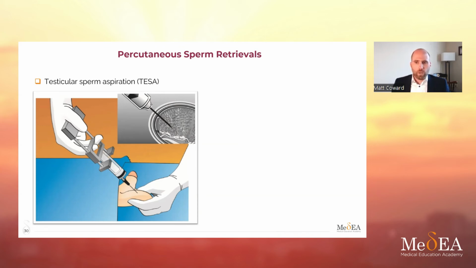A TESA can be called a rescue TESA when it's done after a failed PESA, which I'll talk about in a second. For a TESA, I like to use a Cook syringe, a pistol syringe, which is illustrated here in the picture. There are other techniques which can be implemented, which involve different types of needle aspirates. The sperm retrieval rate with a TESA is between 95 and 99%. If this fails and the procedure is being done fresh, the surgeon will need to be ready to convert to a TESE, or else we're going to have to bank eggs.